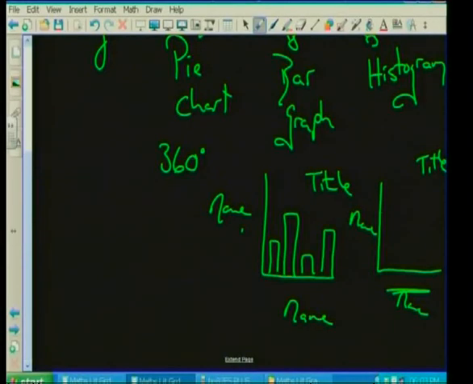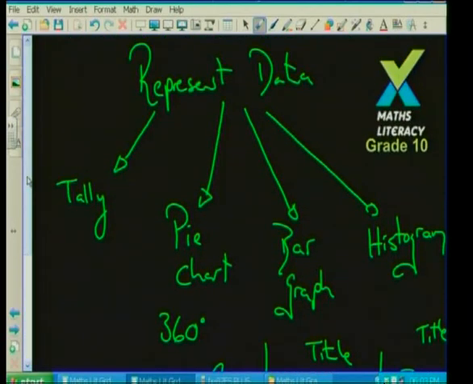And my categories could be 0 to 10, 10 to 20, 20 to 30, 30 to 40%. So the only difference between histogram and bar graph is this, that I'm going to have bars that are going to touch each other. Okay? And that's the main difference between the two. So we represent data, we do it by means of a tally, on a pie chart, on a bar graph, or on a histogram, and bearing in mind that a pie chart is always 360 degrees, a bar chart has separate bars, a histogram has bars that are touching each other.